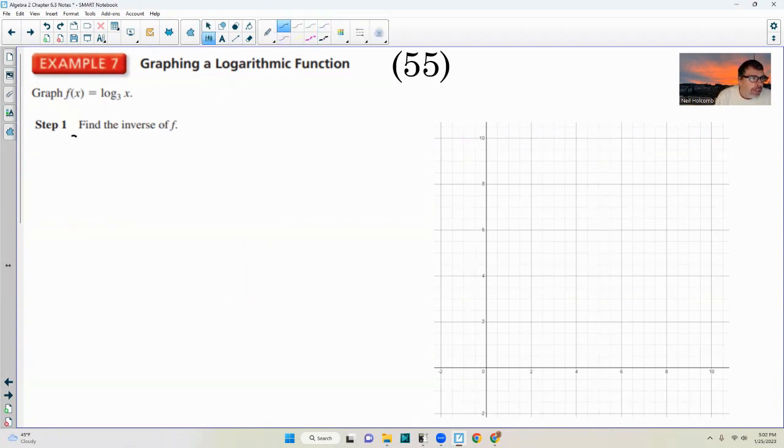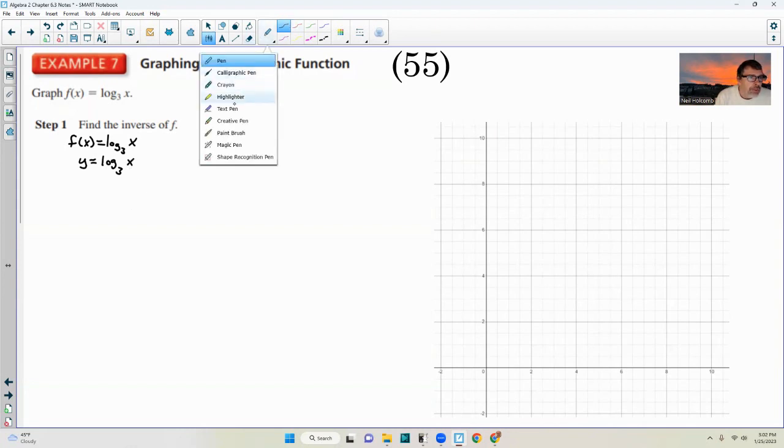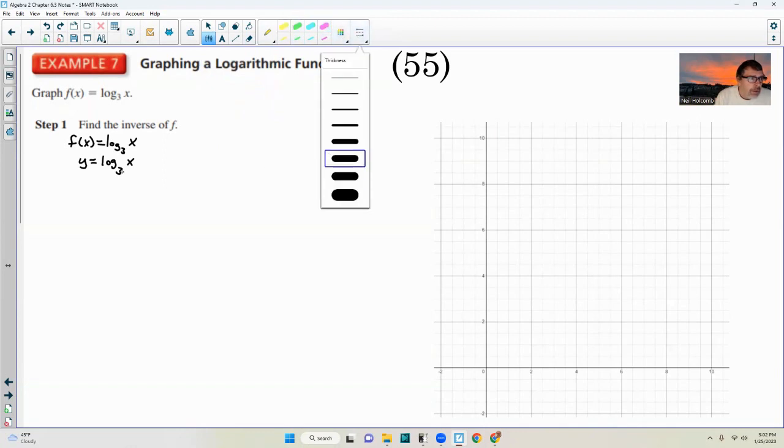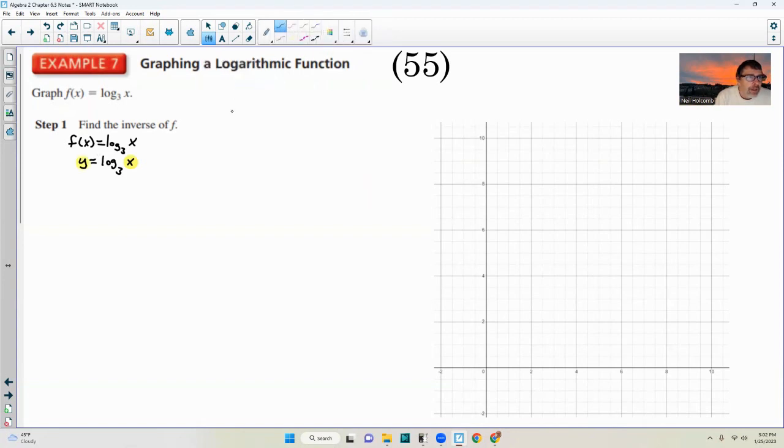Well, remember, if we write f of x equals log base 3 of x, the first thing you do is switch f of x to y. Then let me highlight this and make it a little smaller. I want to switch my x and my y. So all we're going to do is put x where y is and put y where x was.